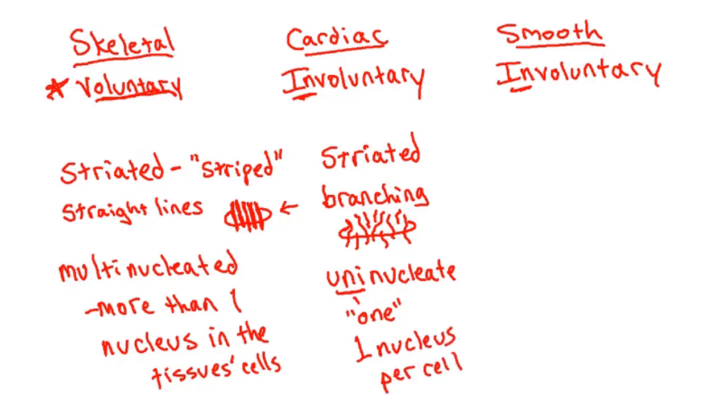Now the smooth muscle lines the walls of your blood vessels and your organs. So, you know, your stomach digests. Sometimes after you eat a big meal, you can feel your stomach kind of churning the food around. That's out of your control. That's involuntary. So your smooth muscles are also involuntary. And there are no stripes because they're just smooth. And they are also uninucleate.